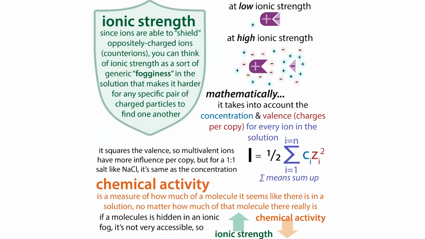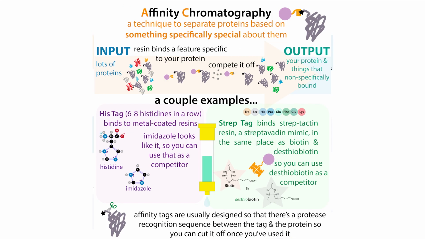So when you use a high salt concentration in your affinity chromatography step, where you're using something like a His tag or some other tag-based method to bind specifically to resin that has a binding partner for that tag, say, you don't want things that don't have that tag to bind.